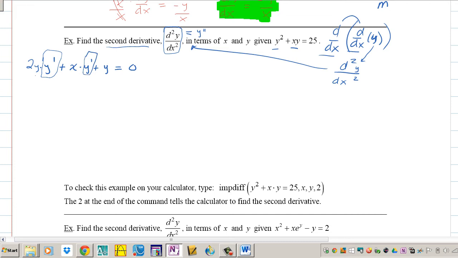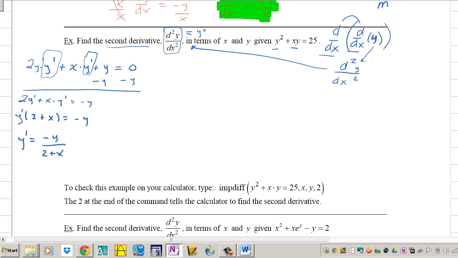Okay, so we want to solve for y prime. If we solve for y prime, let's subtract y from both sides first. So this is 2y prime plus x y prime is equal to negative y. Now I have y prime times 2 plus x is equal to negative y. And then divide both sides by 2 plus x. That is my derivative. But notice I want a second derivative.